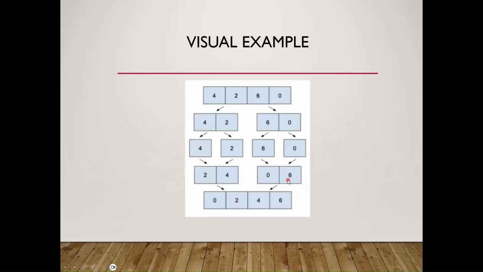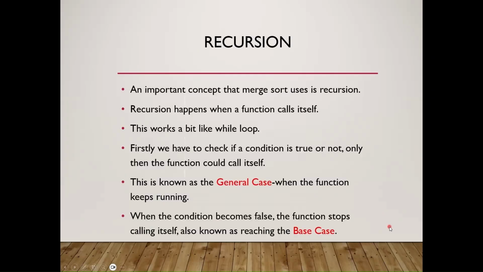Then 4 will be compared with 0. Since 4 is smaller, it will then be stored. And then the last element would be stored in the last place of the array.